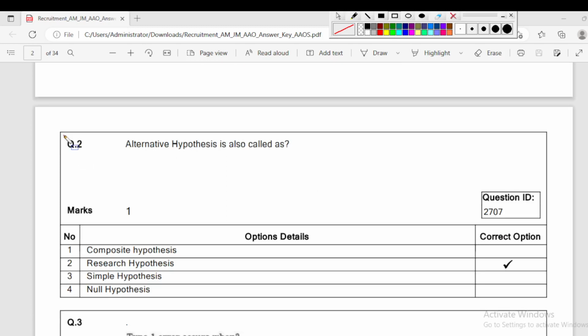Question number 2. Alternative hypothesis is also called as option 1 composite hypothesis, option 2 research hypothesis, option 3 simple hypothesis, and option 4 null hypothesis. Option 2 is correct, research hypothesis.